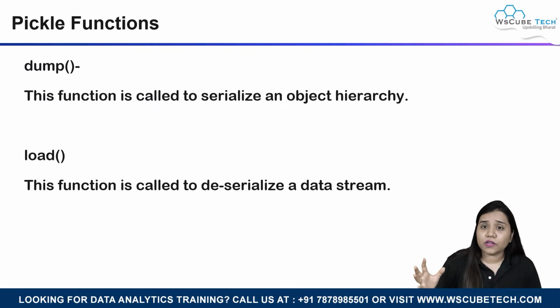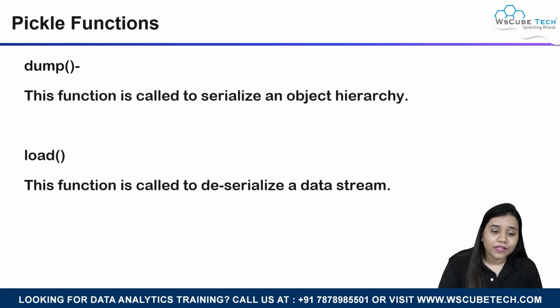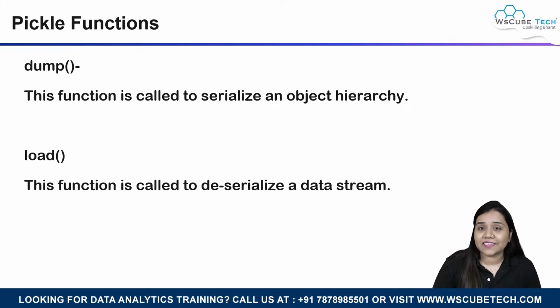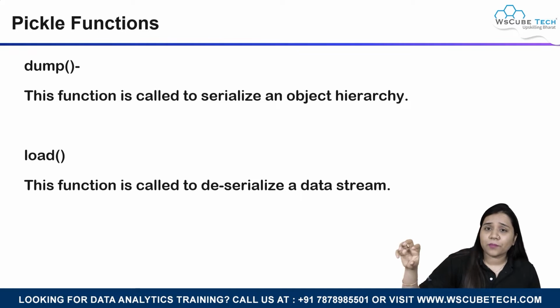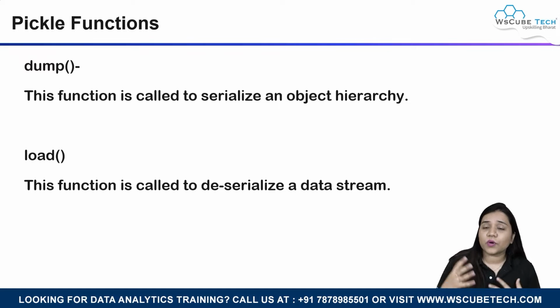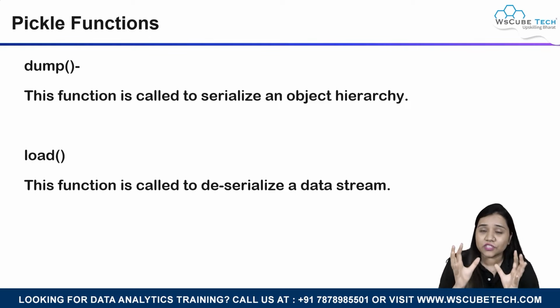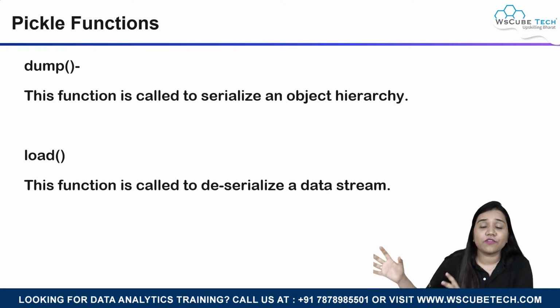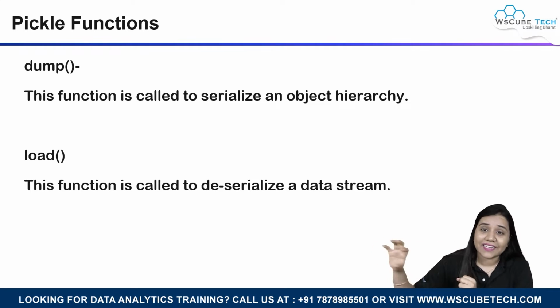There are two major functions that you will be using with the Pickle library: dump and load. The dump function allows us to serialize the data. Suppose we have given a dictionary data type. What it will do is add that dictionary, whatever we have given, into a file in the form of binary, but in a serialized way.